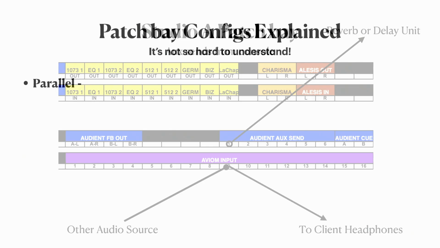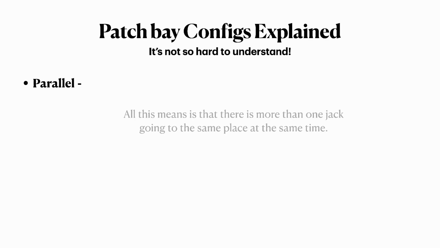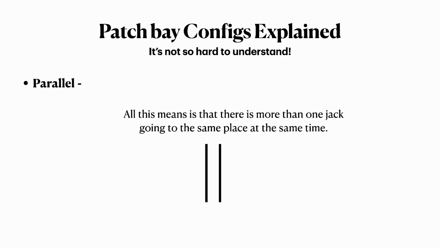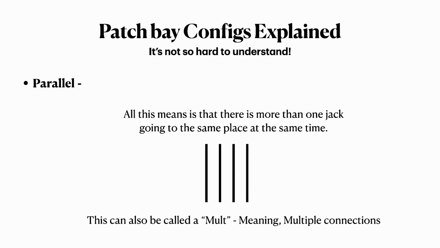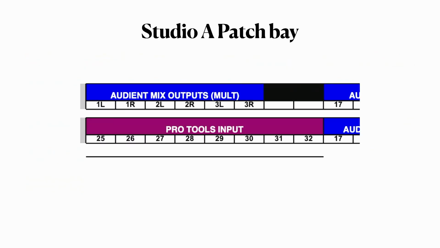Okay, so let's look at the next system that the patch bay can be configured in, which is parallel. This one's pretty simple. All this means is that there's more than one jack going to the same place at the same time. They are parallel. Get it? This can also sometimes be called a mult or multiple. So we actually have a few of these on our patch bay as well. They are right here where it says the Audient mix output, the mult.